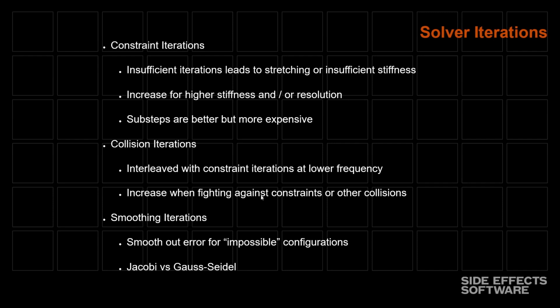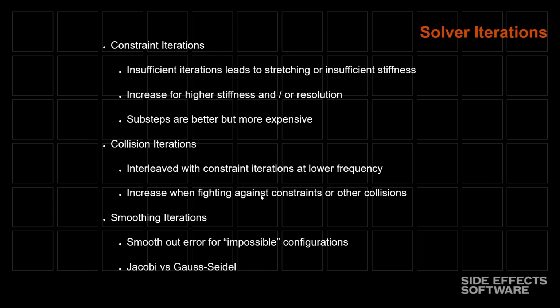Collision iterations, usually with a detangle SOP, are interleaved with the constraint iterations at a lower frequency. What that means is at the default of 10 collision iterations and 100 constraint iterations, for every 1 collision iteration, the solver will then do 10 constraint iterations. So the collisions are like the outer loop, and they will generally run at a much lower frequency than the constraint iterations. You'll maybe have 10 of them while you might have 100 or 200 constraint iterations. And the reason for that is mainly just performance.